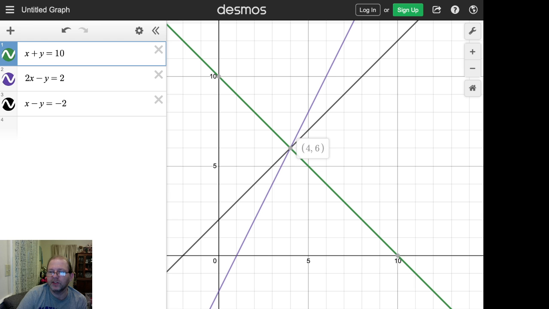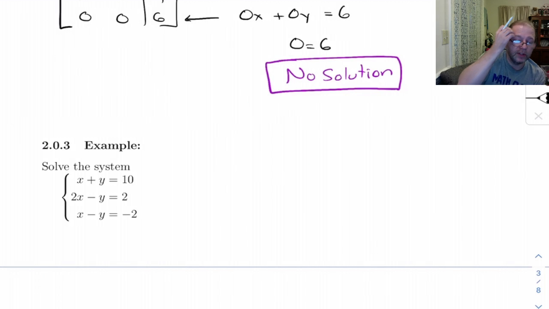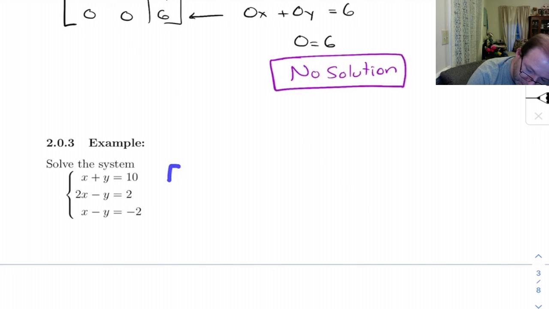If we were feeling lazy, we could just look at it over here and say the solution is 4, 6. Maybe that's not lazy, maybe it's doing it the most efficient way. But whatever. Let's look at what happens if we do this with Gaussian elimination and back substitution. Let's see. We get 1, 1, 10, 2, -1, 2, and then 1, -1, -2.